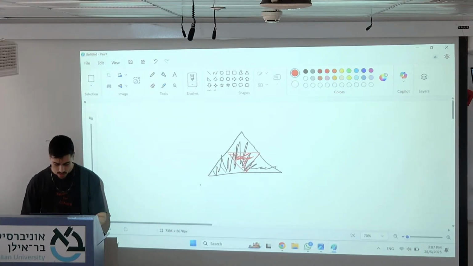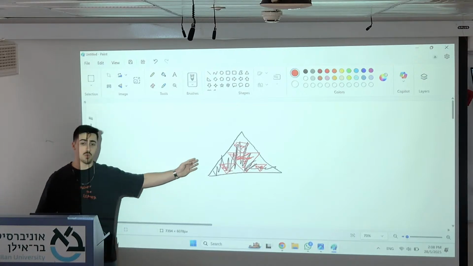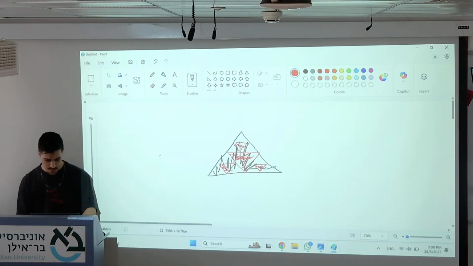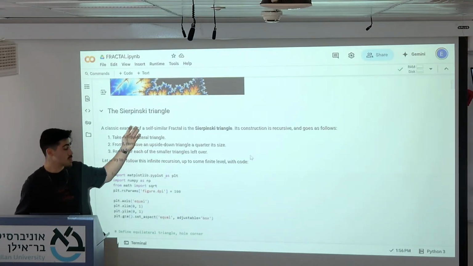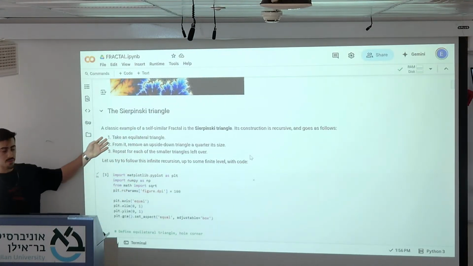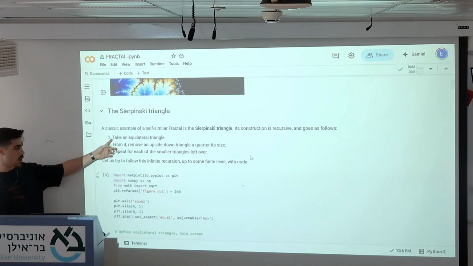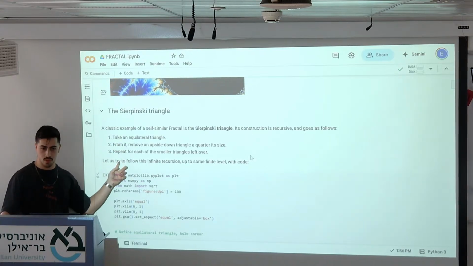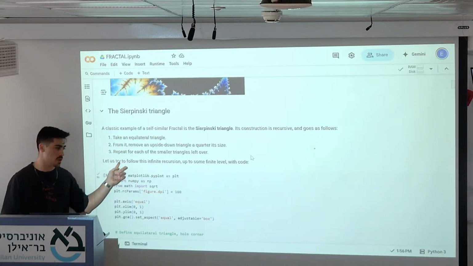Again here, you take this area and you delete it, take this area and you delete it, and so on. The number of areas you delete, by the way, grows exponentially with the layer. I'm sure you can see this. So these are the three steps. A very simple recursive definition: you take an equilateral triangle, you remove an upside-down part from its middle, and you repeat, right? And this goes on to infinity.